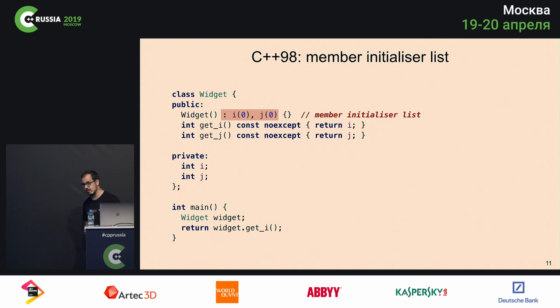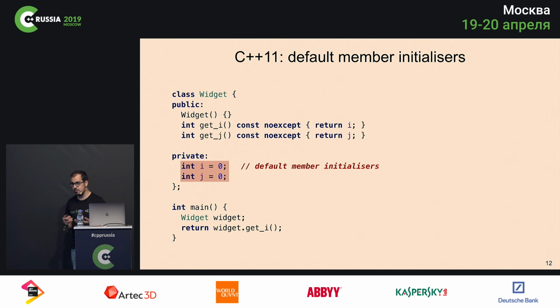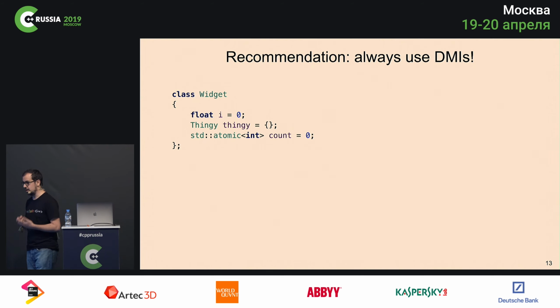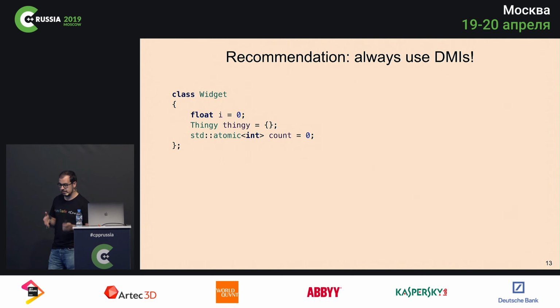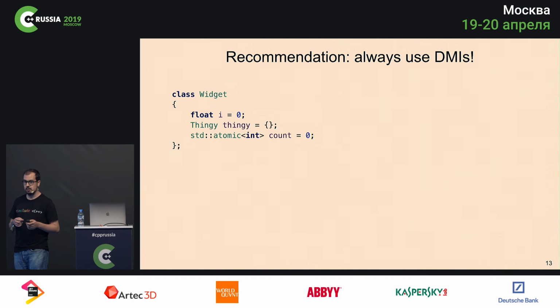So C++11 introduced a much better way of doing this. You get these default member initializers, which means you just initialize all of them once. And then as long as you do that, you know that those members will always be initialized. And actually, I should really stress this. This is actually my first recommendation. Always use direct member initializers. I cannot emphasize this enough. If you have a class and you have members, always use direct member initializers if you can.